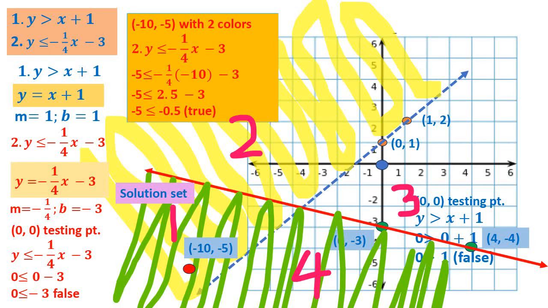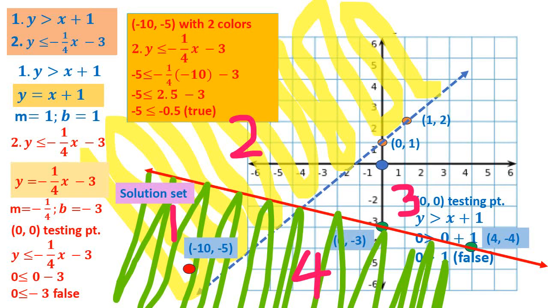And it's true. So therefore, the first inequality is satisfied by that point (-10, -5), which is on this region with two colors, as well as the second inequality, y is less than or equal to -1/4 x minus 3. As you have seen, in the second region, there is the yellow color. That means the yellow color represents the first inequality, which is y greater than x plus 1. So this will not be a solution to the system. Only inequality 1 is satisfied.